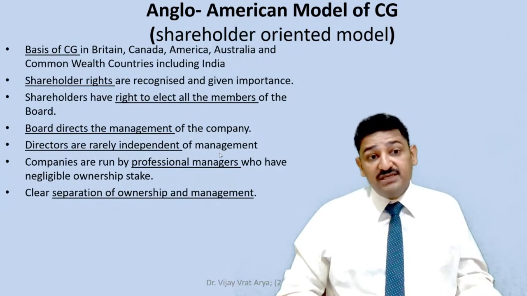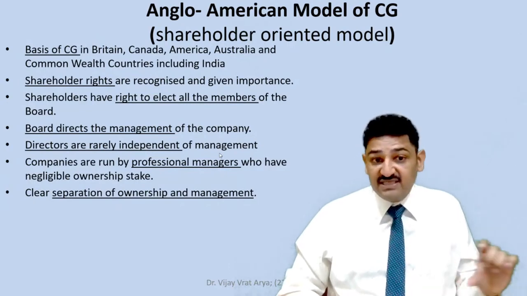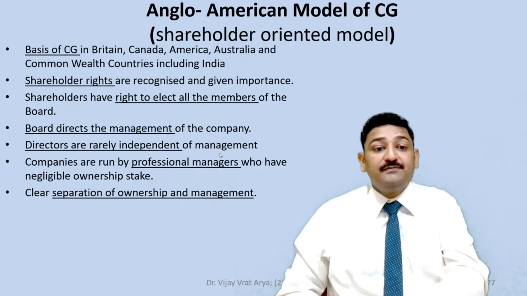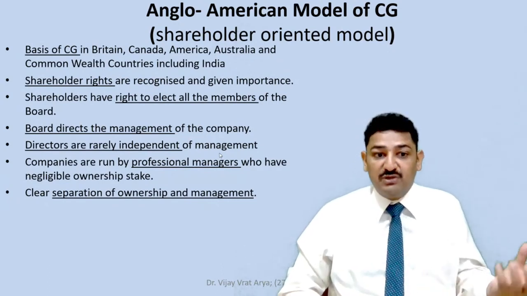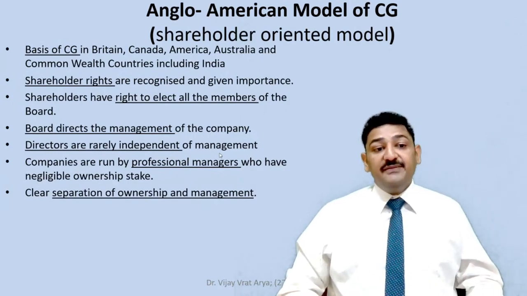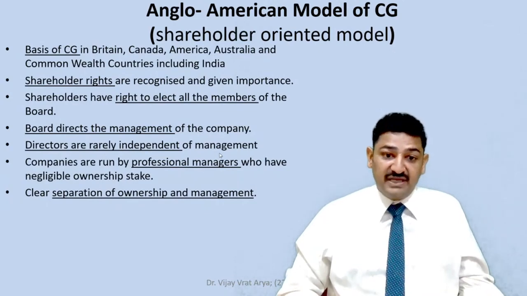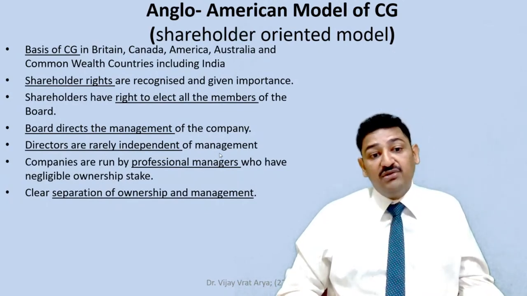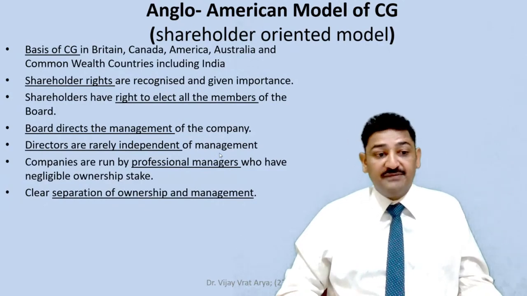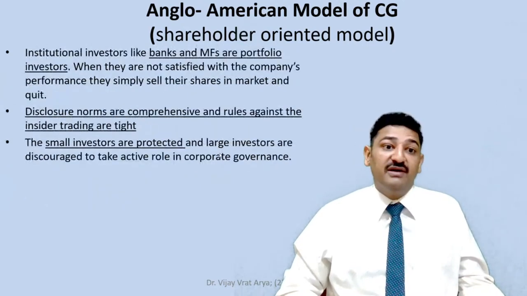Here, the shareholders have the right to elect all the members of the board, and the board directs the management, that is the middle management, and they subsequently work on behalf of the top management, on the policies that they frame. And here, the directors are really independent of management. The companies are run by professional managers who have negligible ownership stake in the company. The clear separation of ownership and management is also noticed in this model of corporate governance.